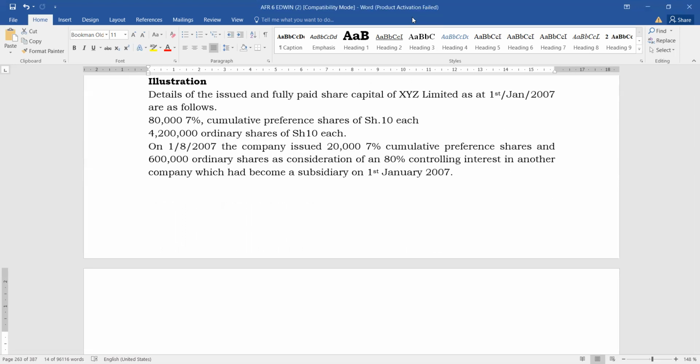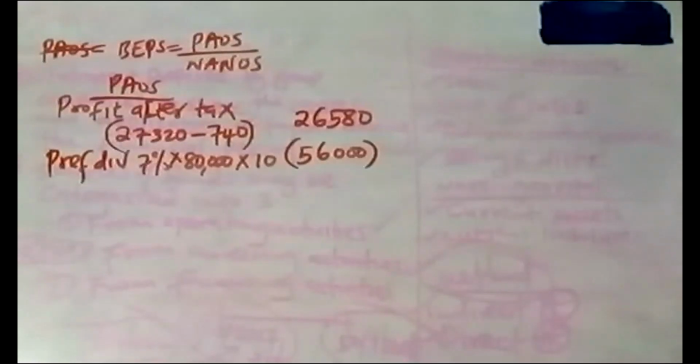So here, for preference dividends, remember that I have to take the 20,000 times per share. The preference shares were going at 10, then 7%. So 7% of that is what I will be doing.